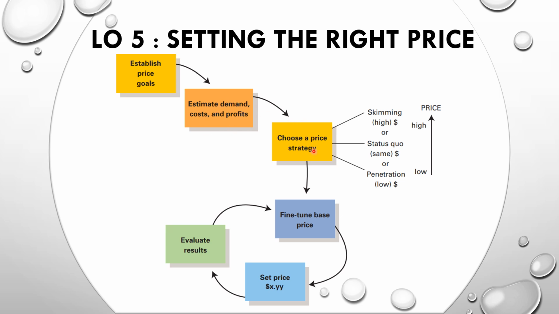The third step is to choose the price strategy. There are three price strategies, which are price skimming, status quo, and penetration price strategy. Later I will explain this further. After you have chosen which price strategy you want to use, you start to fine-tune your base price, and then you set it, how many ringgit and cents.